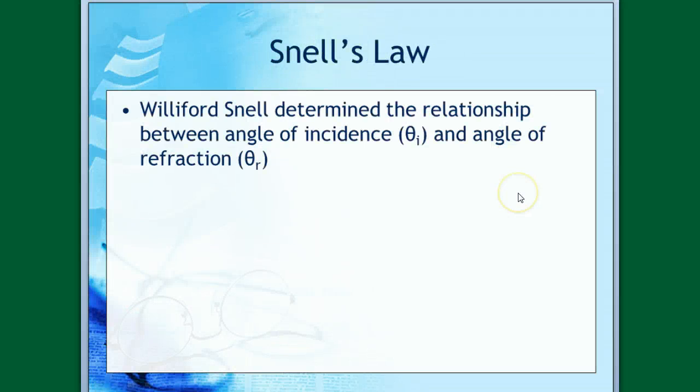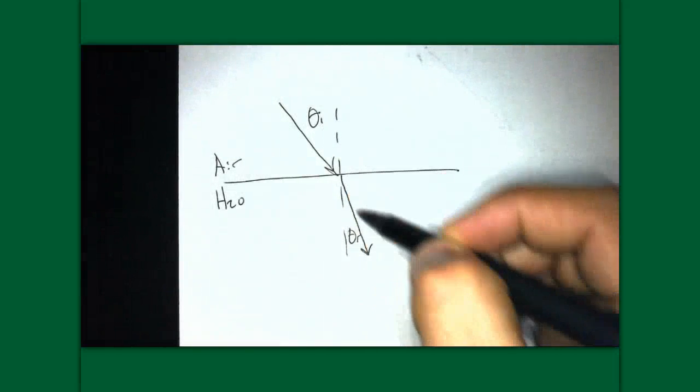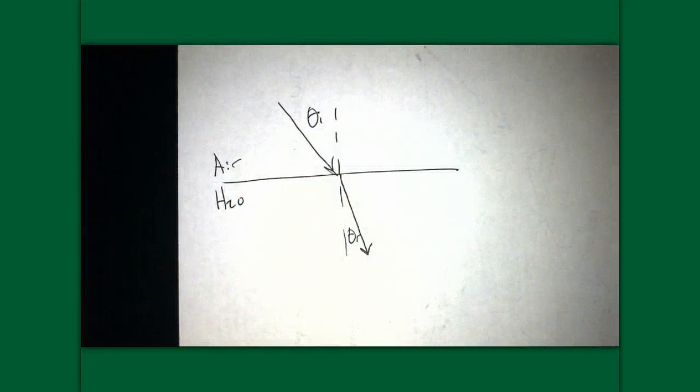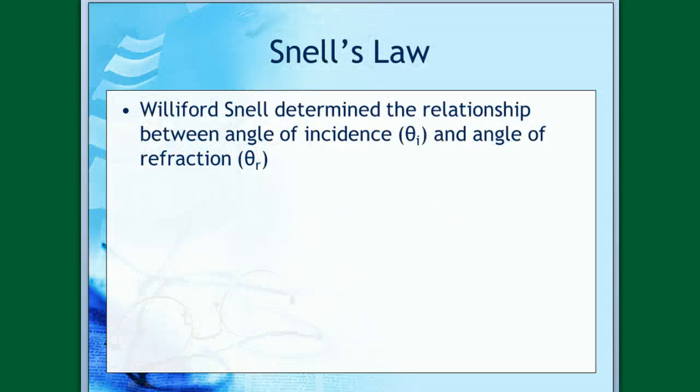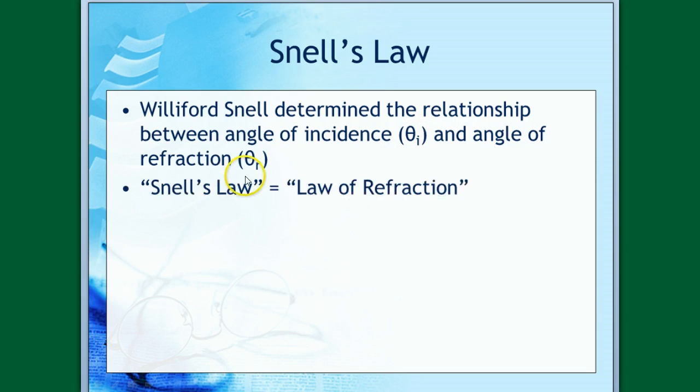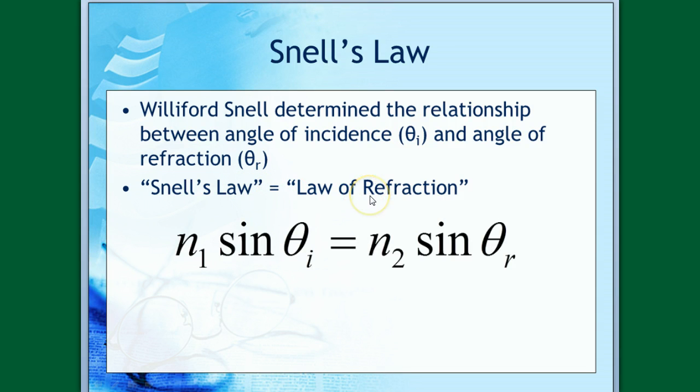Now, this guy named Willebrord Snell. We were talking about refraction, and we talked about how these two angles are not equal to each other. We could see that, right? And there was a guy named Willebrord Snell who also knew that, and he did the experimentation to determine the relationship between the angle of incidence and the angle of refraction. We call it Snell's law in his honor, or also the law of refraction. And it's this: N1 sine theta I equals N2 sine theta R. This is equation number 50 in your equation chart.